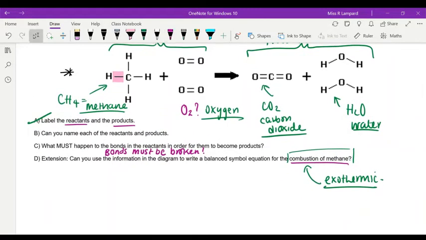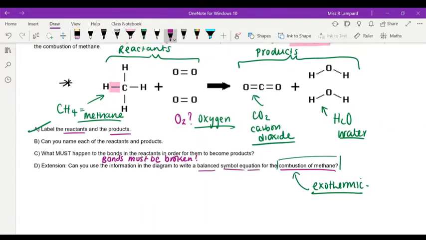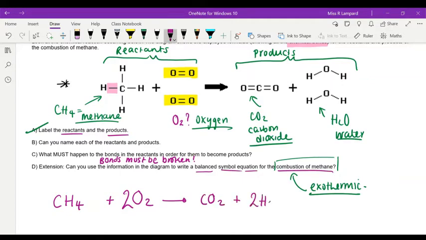Can you use the information in the diagram to write a balanced symbol equation for the combustion of methane? Well, we can take our chemical formulae that we've got. So we've got CH4 plus O2. Now we can see from the diagram that we've actually got two molecules of O2. We've got one there, so there's a big 2 in front of our oxygen to form CO2, and we've only got one of those plus 2 H2O.